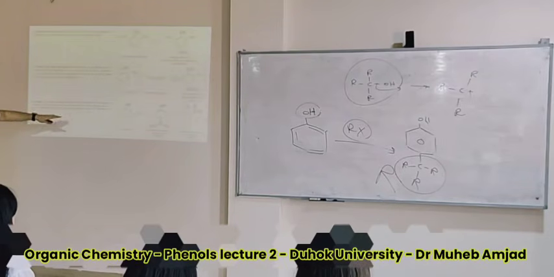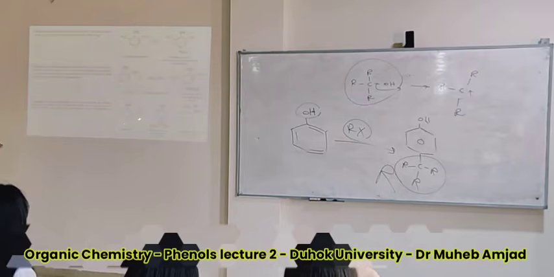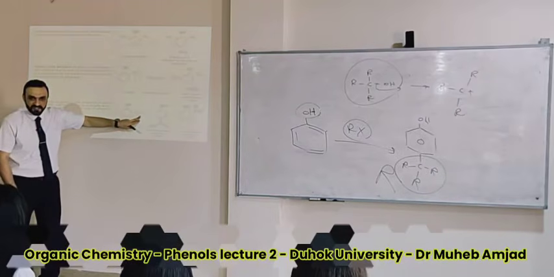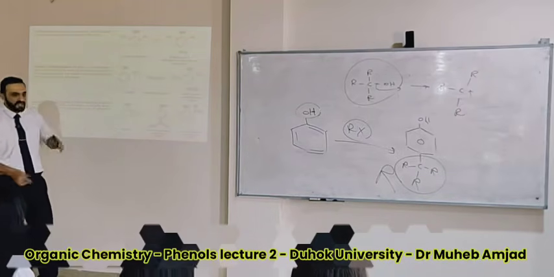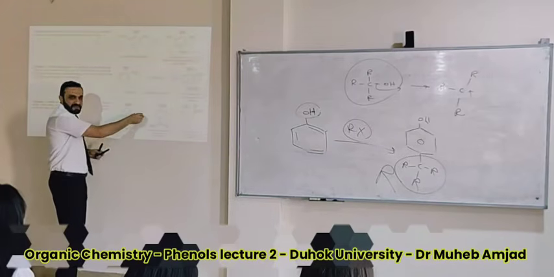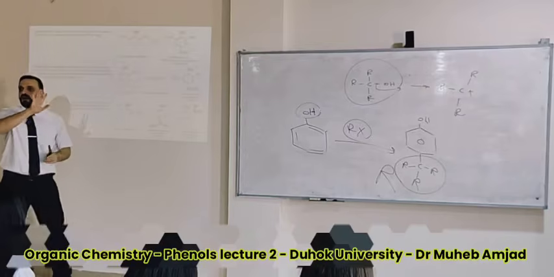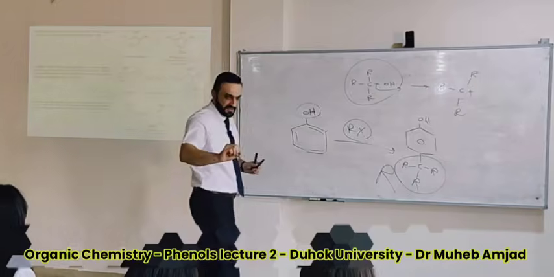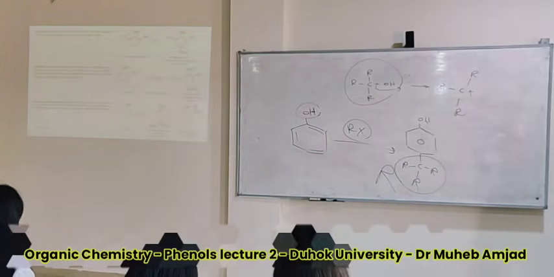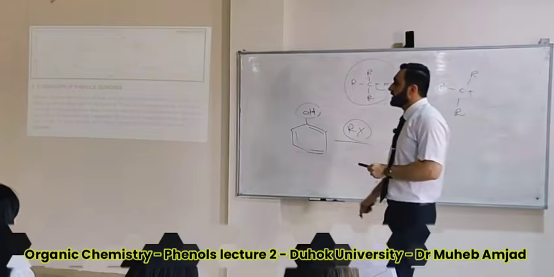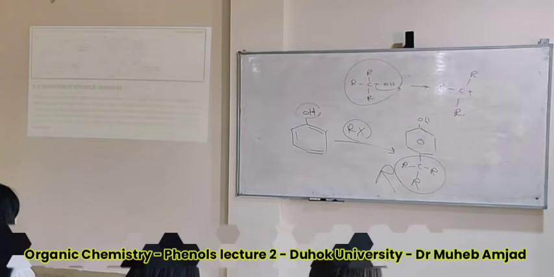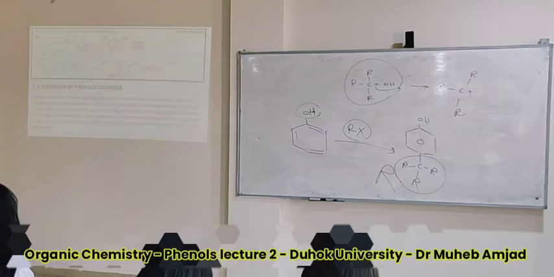In Friedel-Crafts alkylation in the presence of aluminum chloride, the alkylation will happen over the benzene ring, with the catalyst. Without AlCl3, with just an acid or base, the alkylation will happen on the OH, on the hydroxyl group. This is an important note, you can write it down. This is homework for you: predict the product for each of the following reactions. Solve the homework, and if you have a question, I will answer.